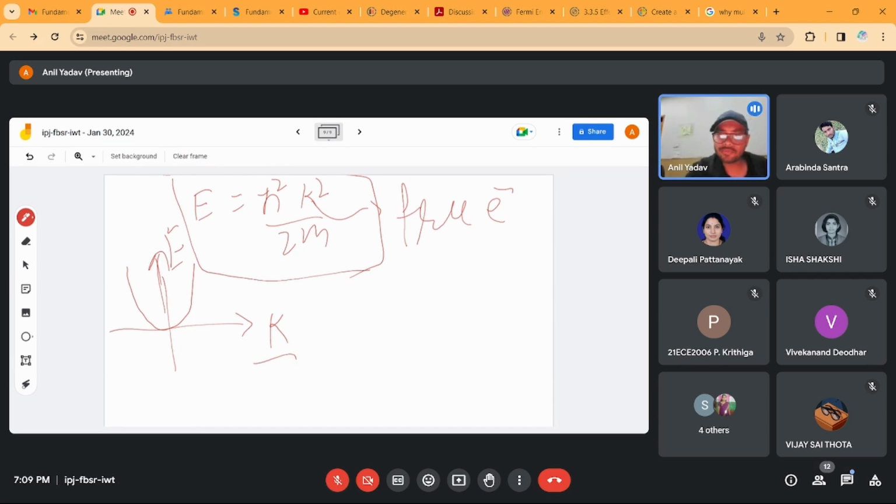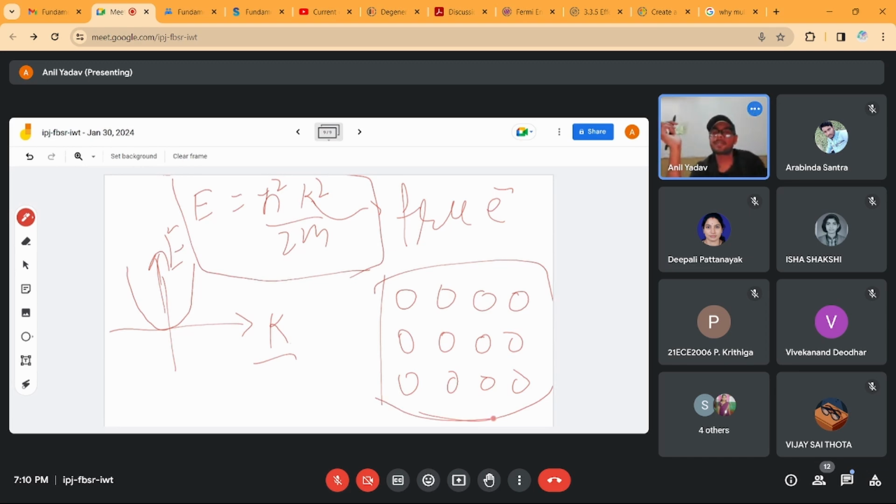So this is for the free space, but what happens when the electron moves in a lattice? So in a material, how does that electron move? For a crystalline material, that is what I am showing you. This is a material with atoms with equal spacing in between.